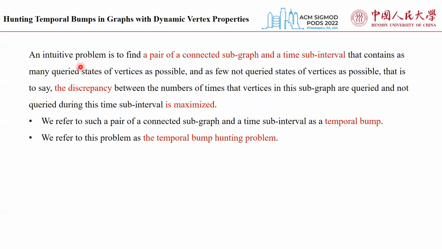Then, an intuitive problem is to find a pair of a connected subgraph and a time subinterval that contains as many created states of vertices as possible, and as few not created states of vertices as possible. That is to say, the discrepancy between the number of times that vertices in this subgraph are created and not created during this time subinterval is maximized. We refer to such a pair of a connected subgraph and a time subinterval as a temporal bump. We refer to this problem as a temporal bump hunting problem.